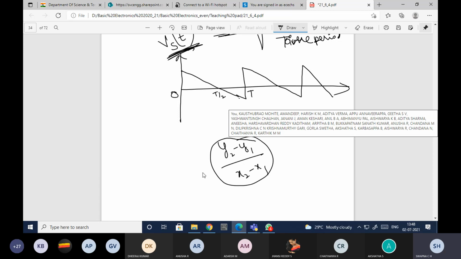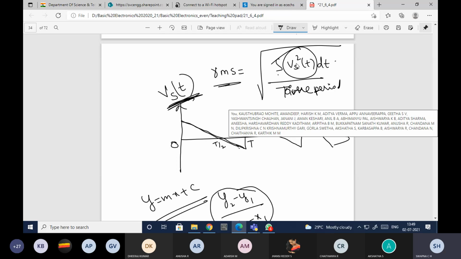Slope, okay, fine. But I'm not asking you to find the slope of this line. I'm asking you to find the equation for this line. Y is equal to mx plus c, right? Using this, you'll be able to find the equation for this particular straight line. Then you can substitute it in place of Vs of t, take the square of it, and integrate over one time period from 0 to T. So this time period will be T now.